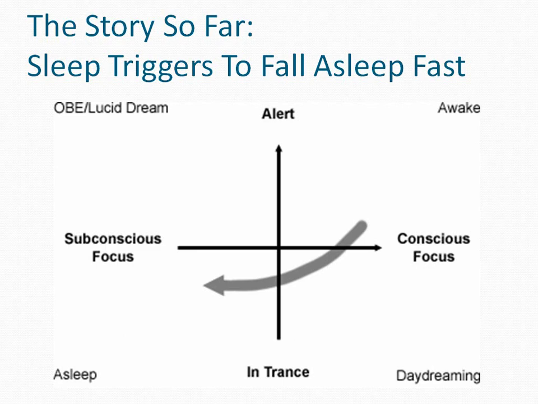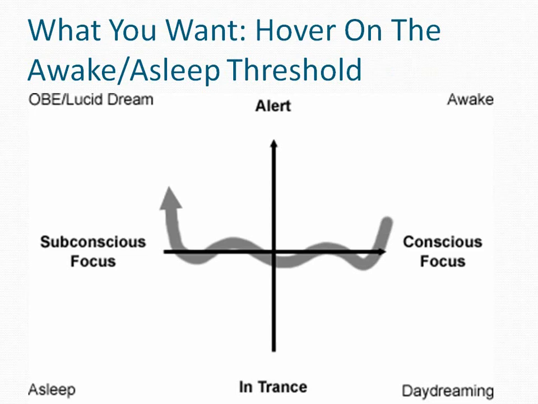So far, we've learned how to put the body to sleep as fast as you can and enter a subconscious focus. You start out awake and alert and end up asleep and in a subconscious focus on the lower left. But what we really want looks more like this. What you want is to hover on the awake-asleep threshold so that you slip into a subconscious focus without losing too much awareness by slipping into a deep sleep.